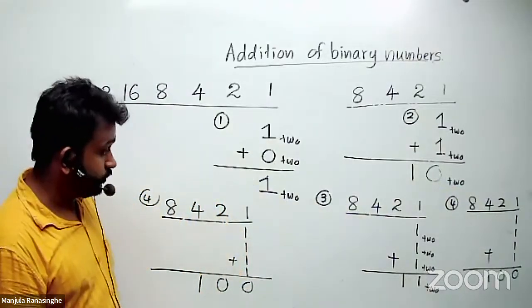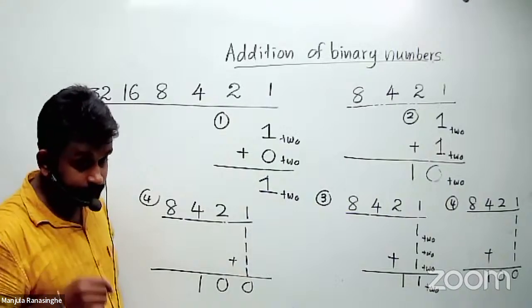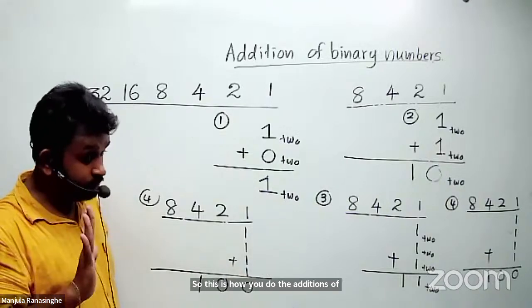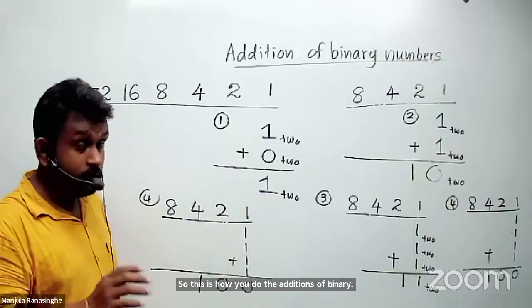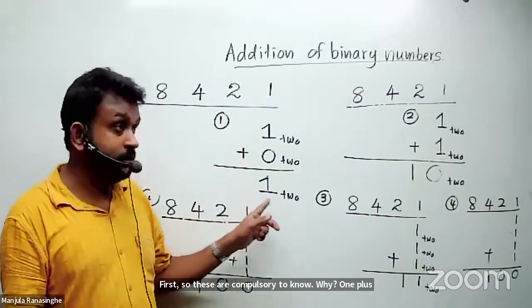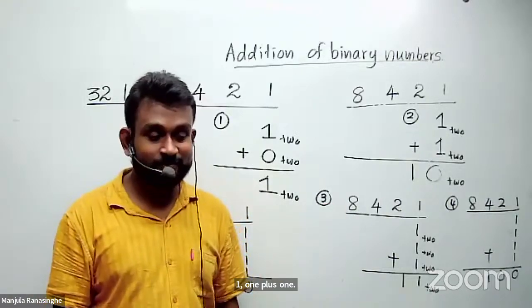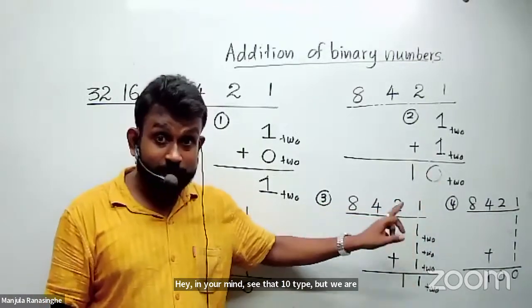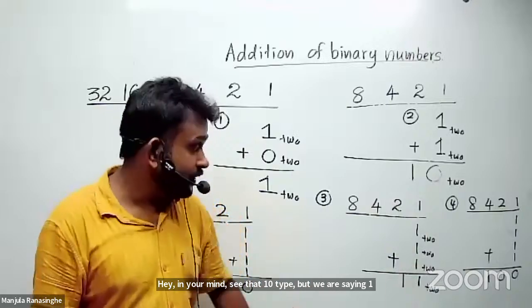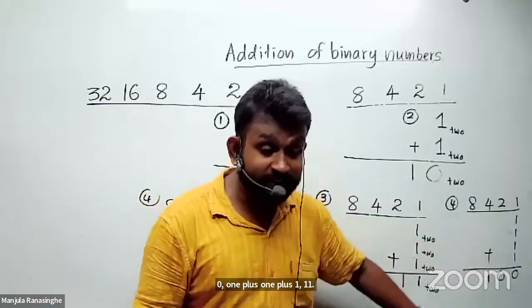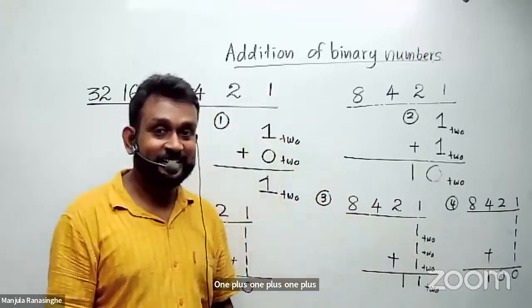So this is how you do the additions of binary. First, these are compulsory to know. Why? 1 plus 0, 1. 1 plus 1, in your mind see that 10, right? But we are saying 1, 0. 1 plus 1 plus 1, 11. 1 plus 1 plus 1 plus 1, 100. Right.